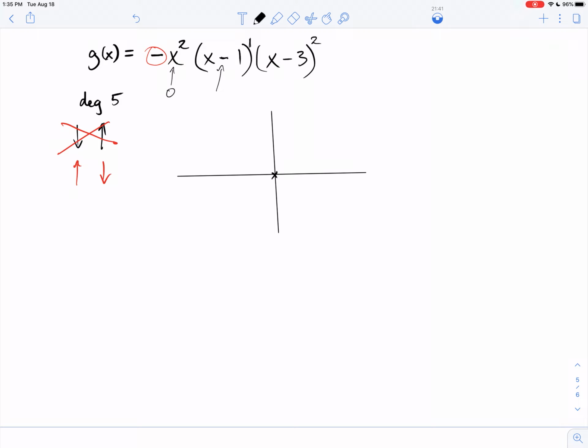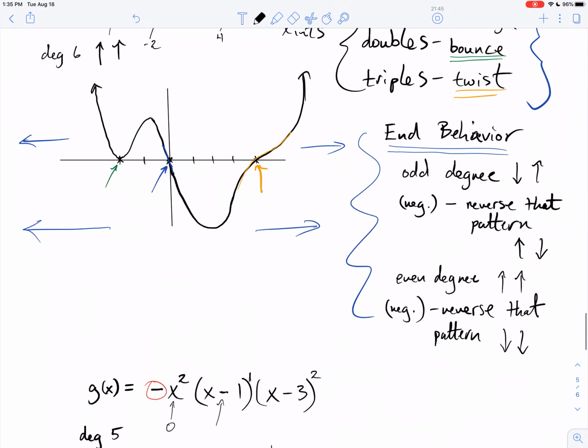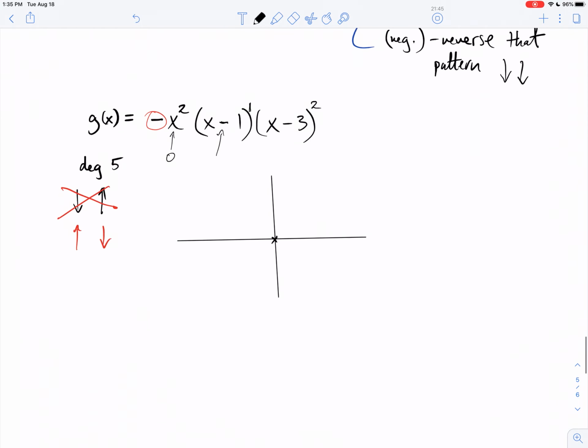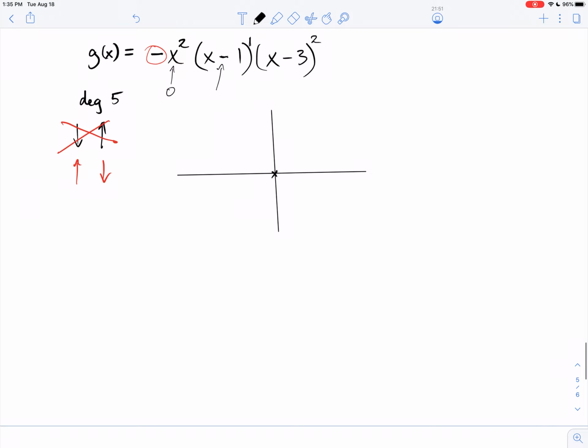Straight through, bounce, or twist through that location. Straight through, bounce, or twist. It's first power, so it's a single. It goes straight through. And then 1, 2, 3, it's going to bounce there too. There is not one single twist in this problem.